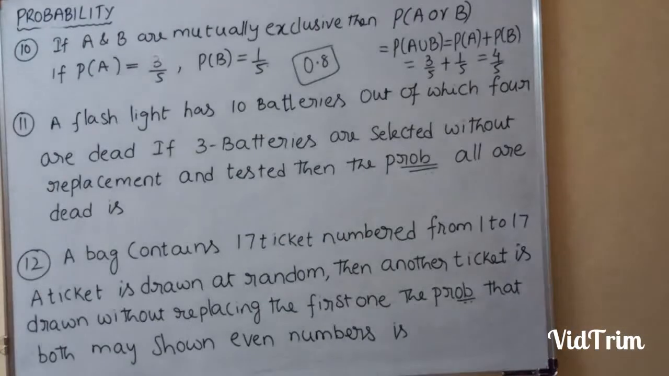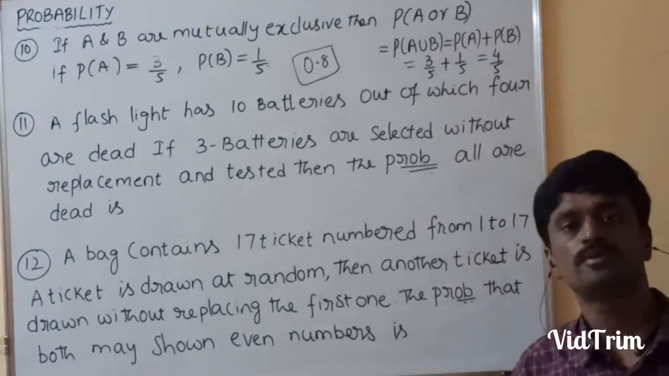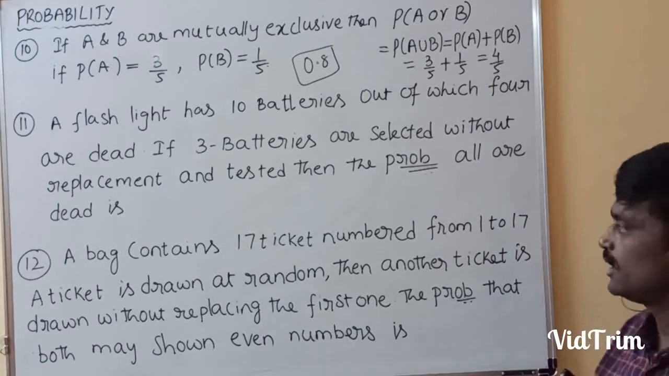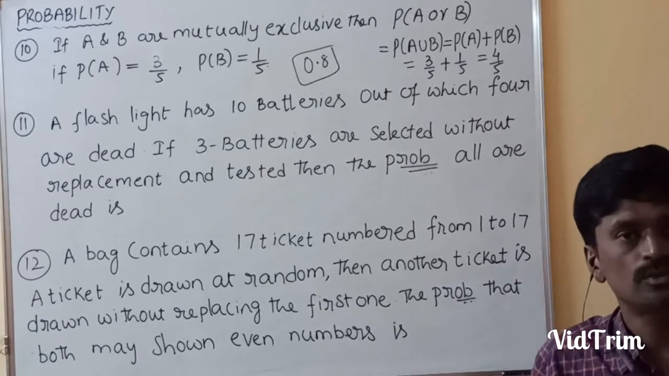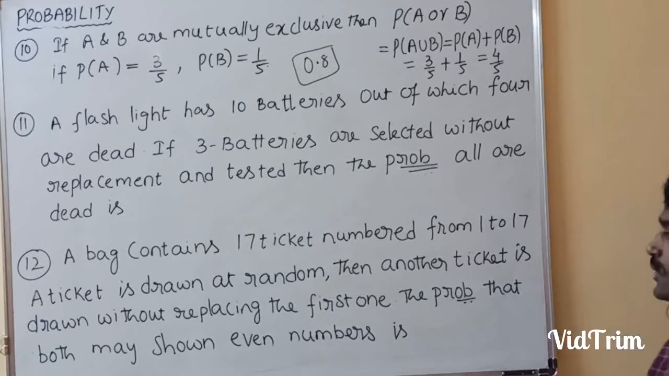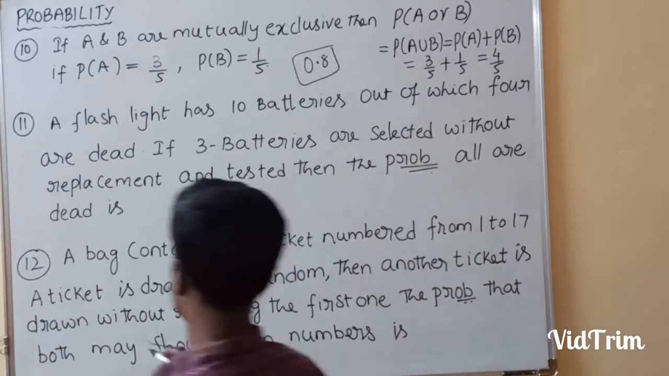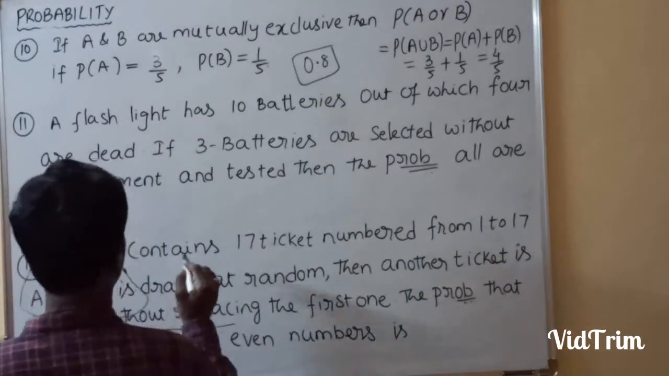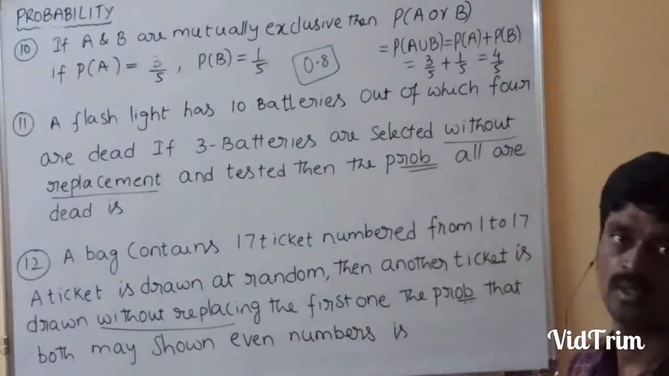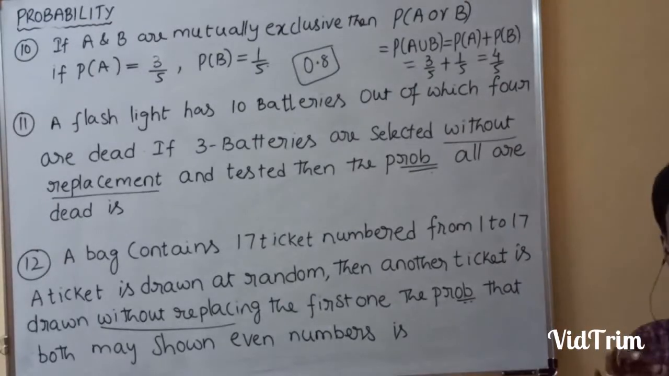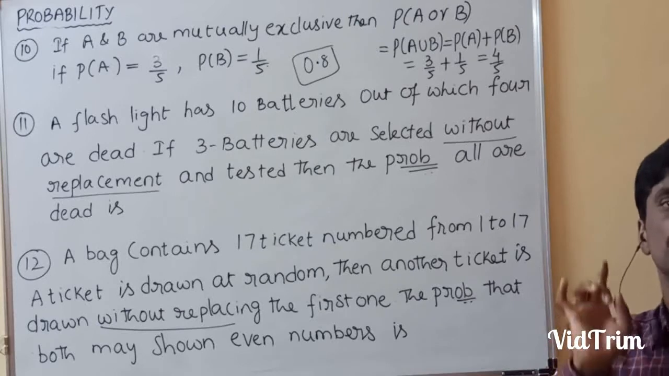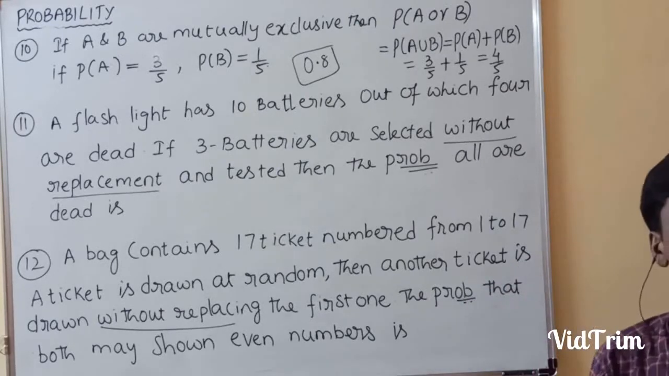Next look at the 11th and 12th, same concept. The concept is the multiplication theorem. But by looking at the problem, how do we come to know we have to use the multiplication theorem? Just observe: without replacement. In any problem, this is just a trick. If without replacement is there, that means we have to use the multiplication theorem.